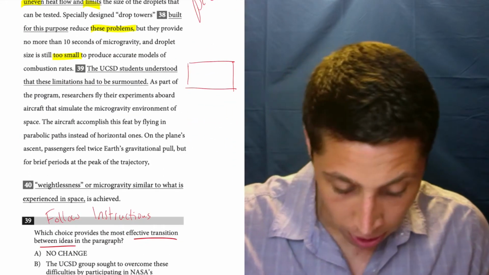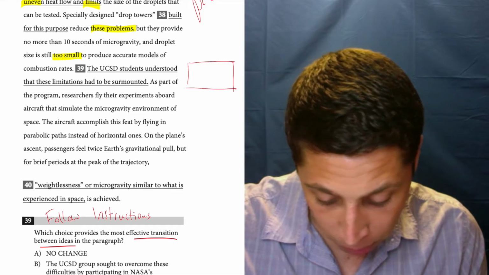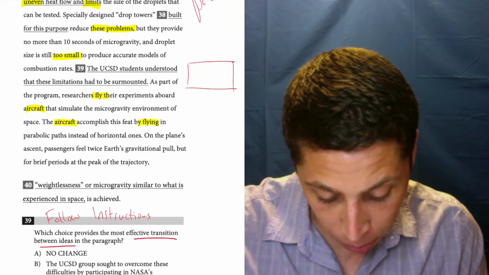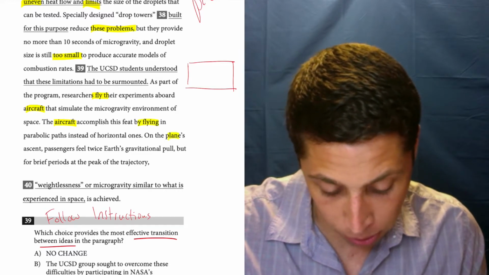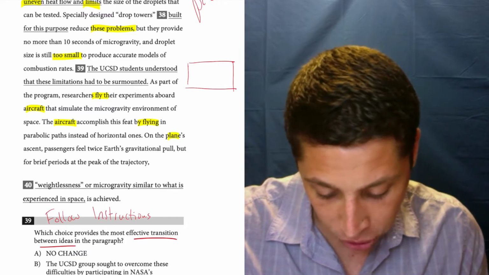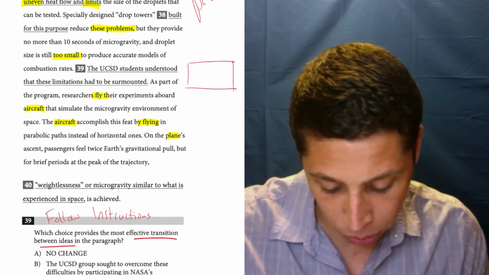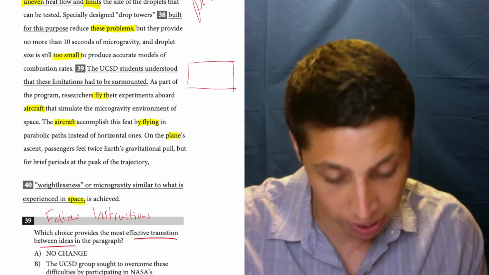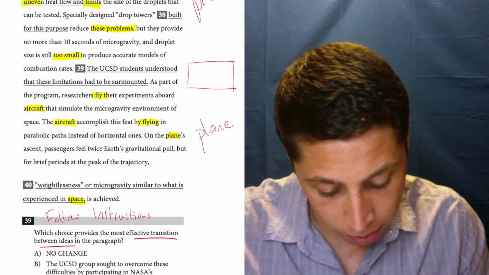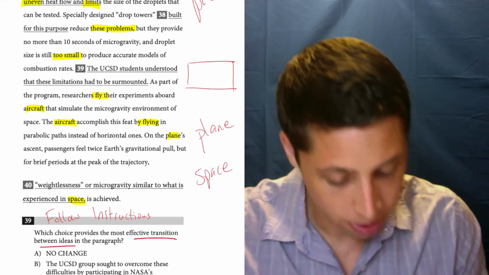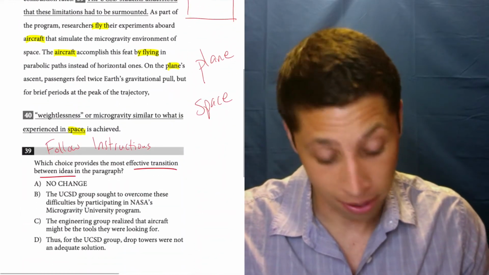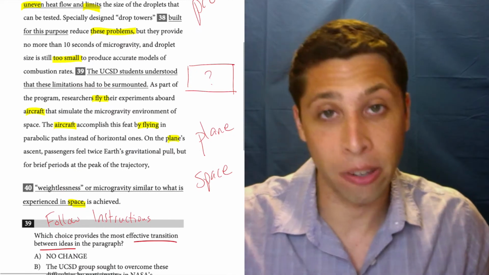Moving on. As part of the program, the researchers fly their experiments aboard aircraft that simulate the microgravity environment of space. The aircraft accomplishes it by flying in a parabolic path instead of horizontal ones. On the plane's ascent, passengers feel twice Earth's gravitational pull, but for brief periods at the peak of the trajectory, weightlessness or microgravity similar to what is experienced in space is achieved. So, okay, something about space and gravity, so they're on a plane. And it's kind of like space. Got it. So what is that? 4 words I use to summarize all this text. That's all you need.